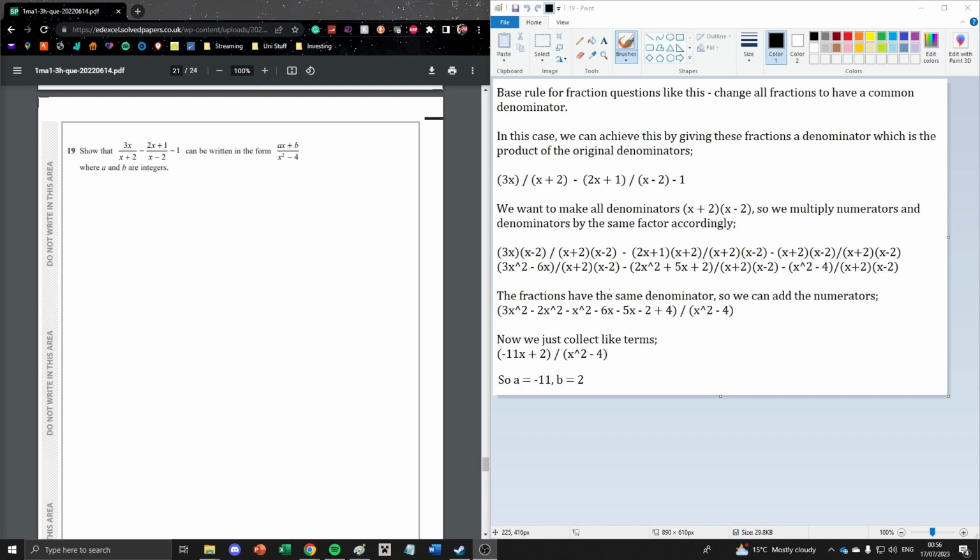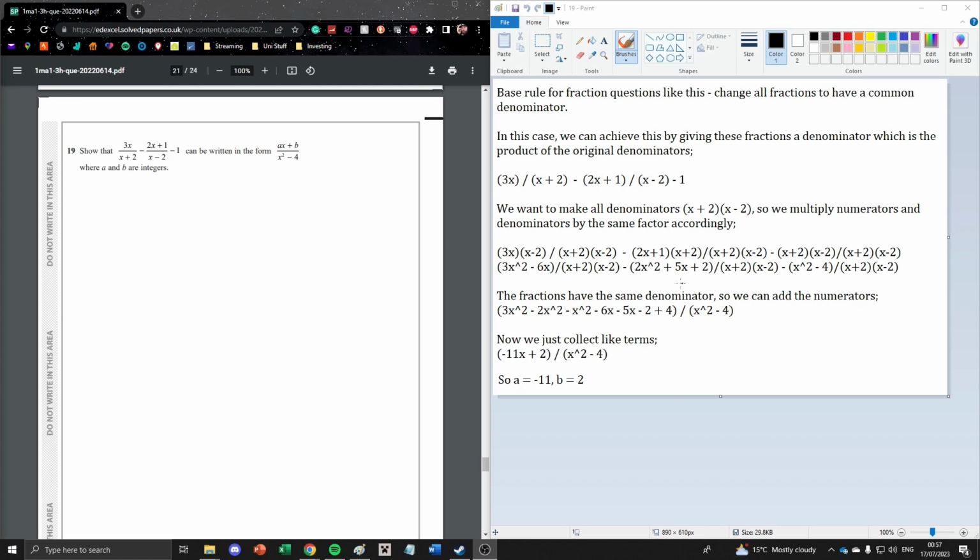Now we want to collect up like terms, so we put it all together first. 3x squared minus 2x squared minus x squared, minus 6x from here, minus 5x, obviously this is a plus, but it gets minus here, and then minus 2 from here.